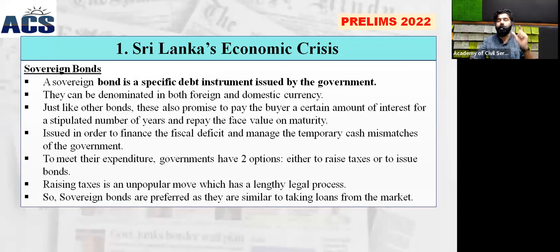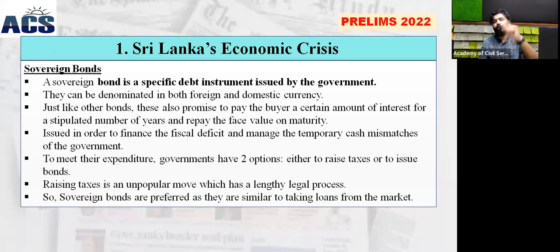Sovereign bond is a specific debt instrument issued by a government to get money to finance certain deficits. If they have a BOP deficit or a fiscal deficit, that means expenditure is too high and the revenue is very low, and they need a lot of money to pay back the debt. So in order to finance those things, they borrow money from the markets through a debt instrument called a bond, issued by the government in either foreign currency or domestic currency.